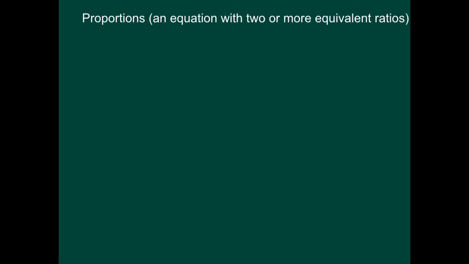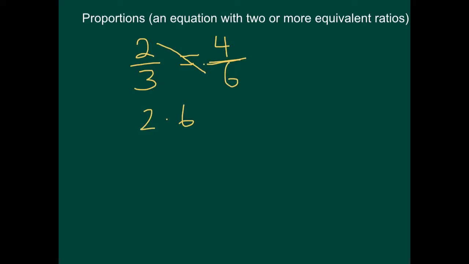So a quick example of this would be if you had a ratio of 2 to 3 equal to another ratio of 4 to 6. Hopefully you recognize that those two would be equal. There's something you need to notice always when you have equal ratios or equal fractions: the cross products, 2 times 6 and 3 times 4, always wind up being equal. 2 times 6 is 12. 3 times 4 is also 12.